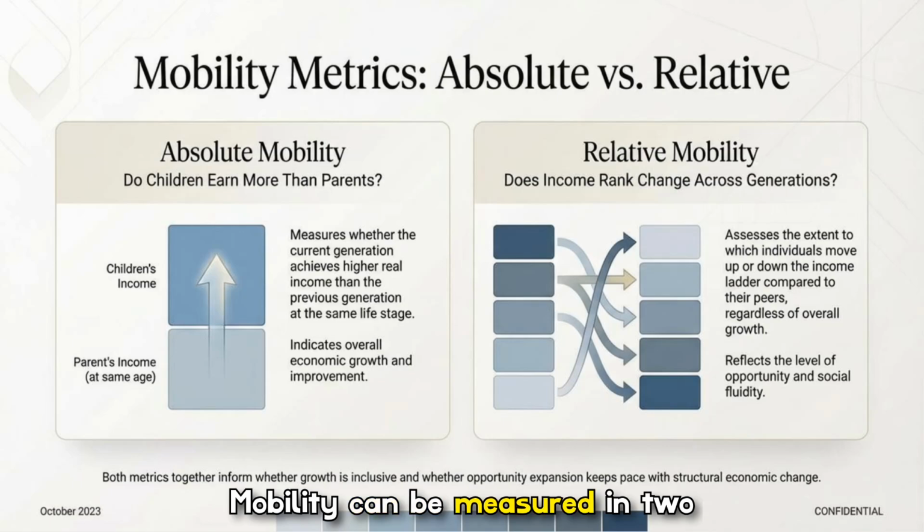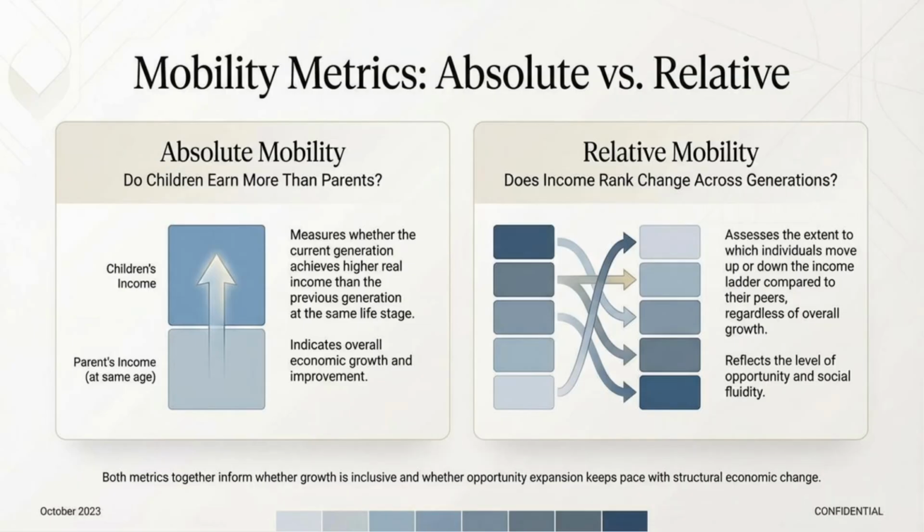Mobility can be measured in two complementary ways. Absolute mobility asks whether children earn more in real terms than their parents, reflecting overall economic growth, while relative mobility looks at rank changes across the income ladder, showing how fluid opportunity really is. The slide stresses that using both metrics together tells us whether growth is inclusive and whether opportunity keeps pace with structural economic change.